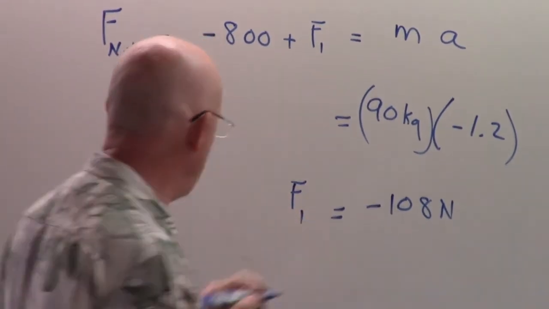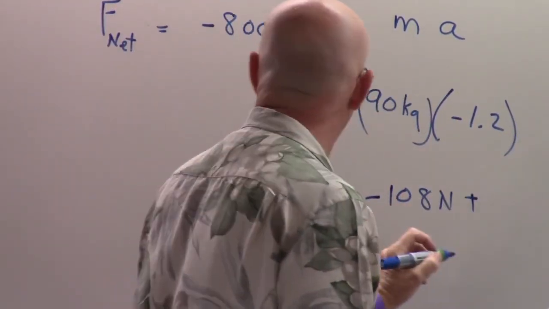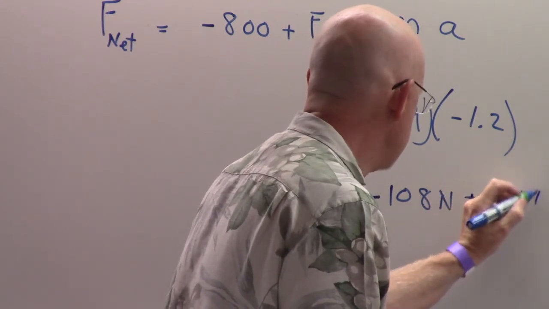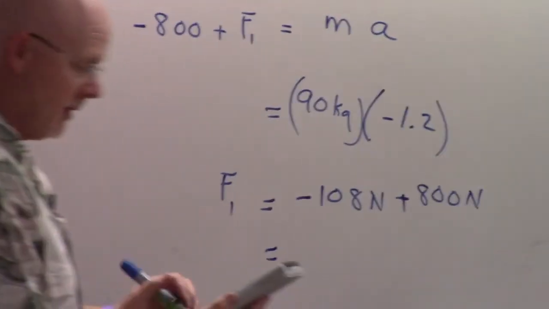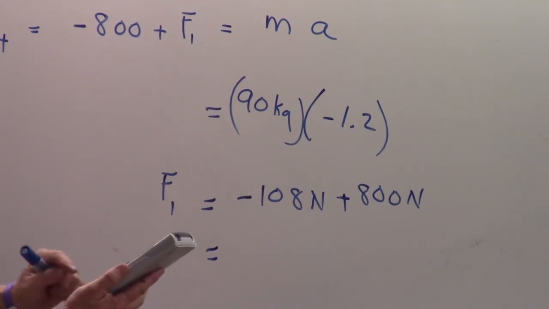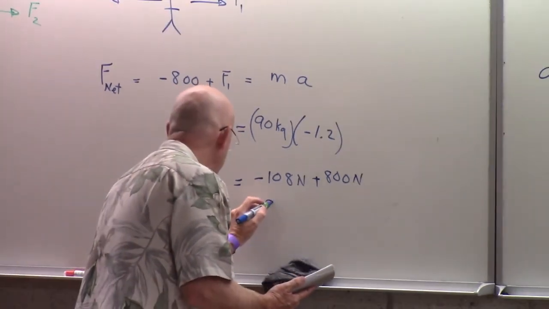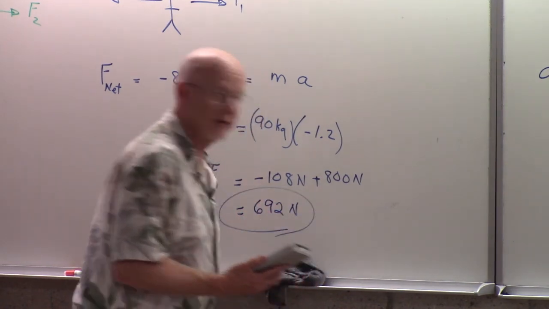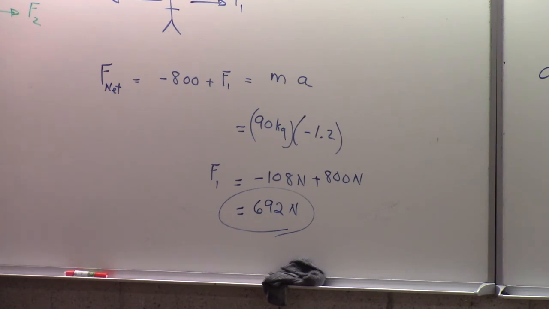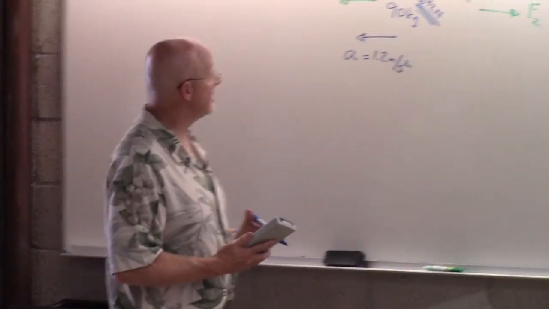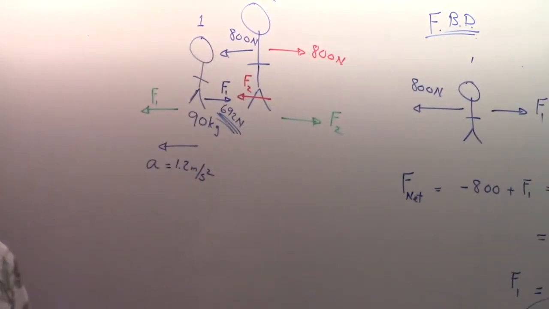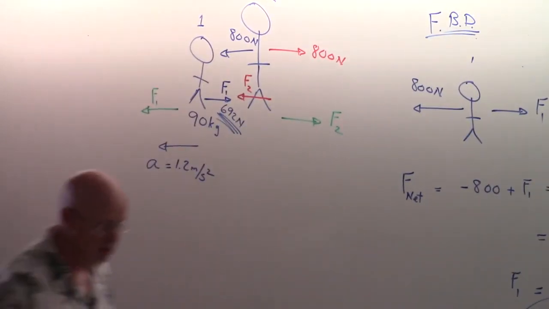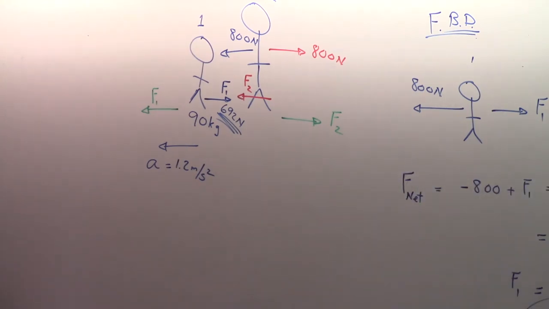This is then F1. I'll move this over to a plus 800. And so what do I get for F1? 692 newtons. And maybe that helps now. You can see that the amount of force on player 1 from the grass as they dig in their cleats is not overcoming the 800 that is pushed on them from the opposing player. That's why they're getting pushed backwards. And they have a net force of negative 108, that's why they go backwards.